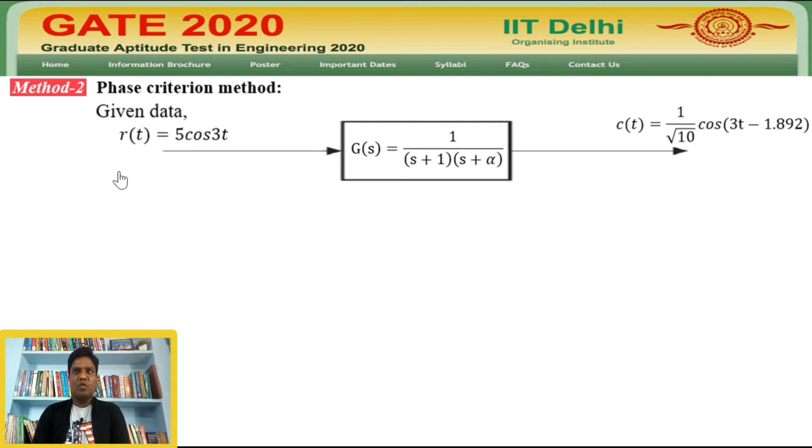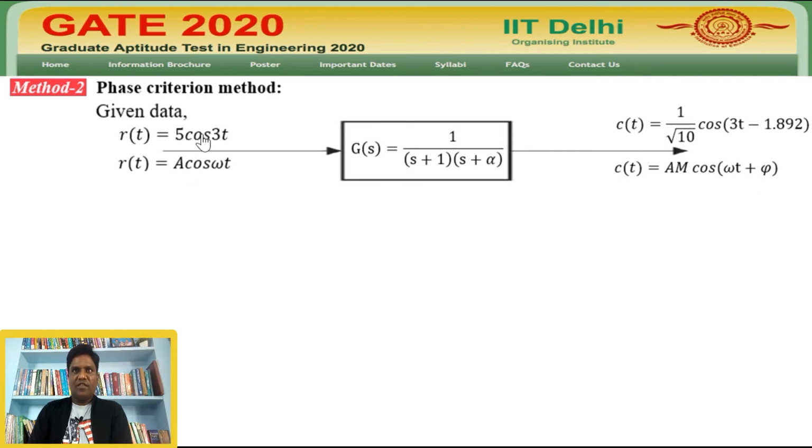Suppose when an input cosine term R of t equal to A cos omega t is applied to the system, it will produce the corresponding output C of t equal to A M cos of (omega t plus phi). First, we will write the phase expression for the input term. From the input expression R of t equal to 5 cos 3t, we can write this as R of t equal to 5 cos (3t plus 0). Here the 0 is the input angle, so phi equal to 0. Finally, the angle of R of t equal to 0.